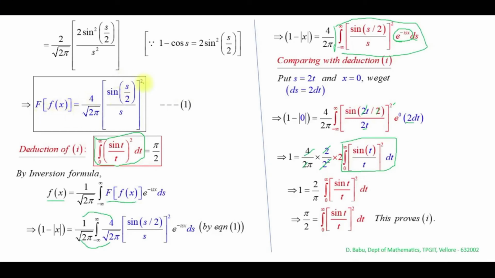Next, deduction 2. We need to prove 0 to infinity sin t by t whole power 4 dt equal to pi by 3. Here the power is 4. Fourier of f of x has power square, so deduction 2 is similar to Fourier of f of x the whole square. Then only we get power 4.